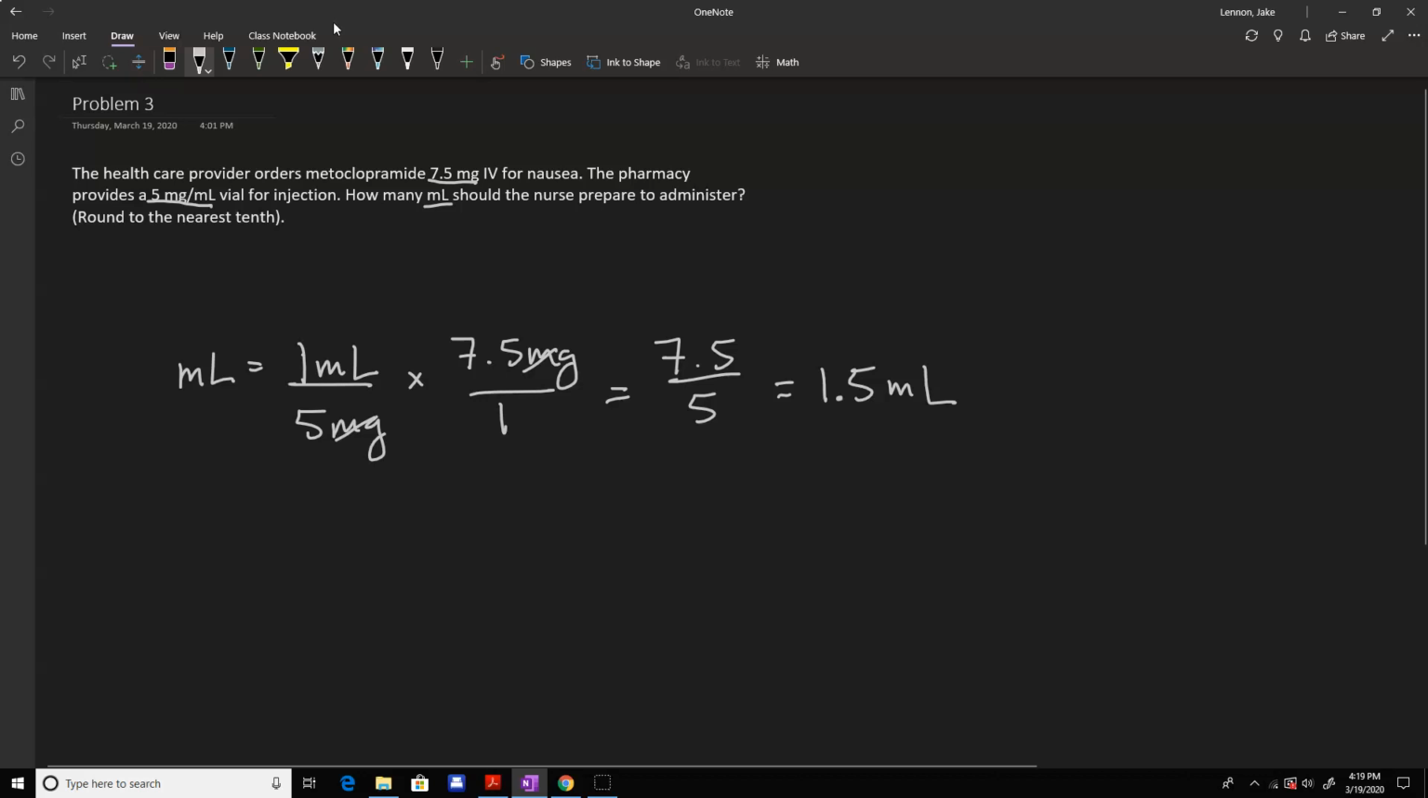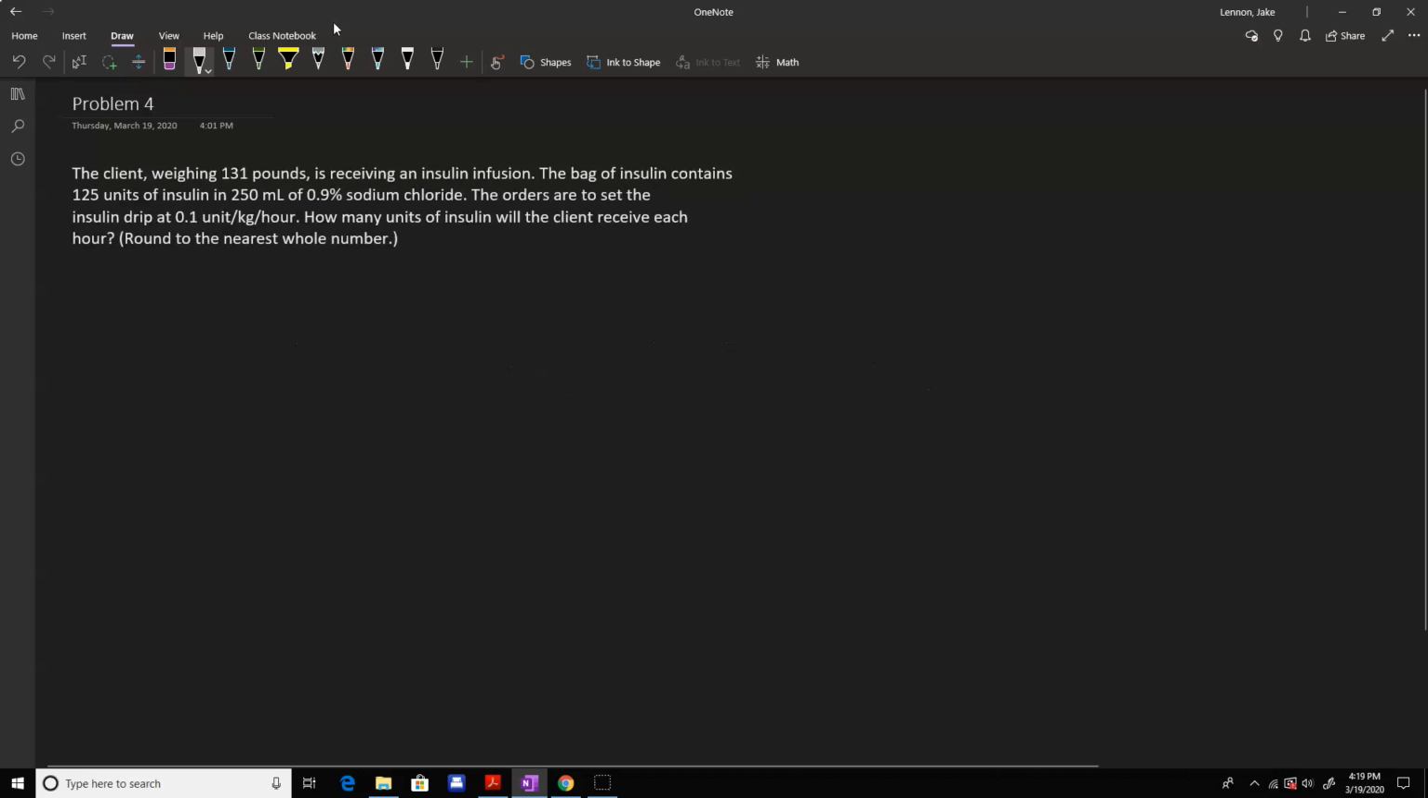Okay, so that was pretty easy. First 3, pretty straightforward, no more than 2 steps. As we get to problem number 4, things start to get a little bit more interesting. So in this problem, it says, how many units of insulin will they receive each hour? So our units for this problem are units per hour. So that's what we're trying to finish with, units per hour.